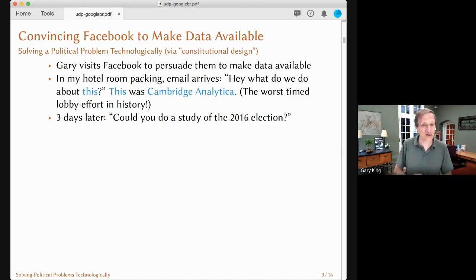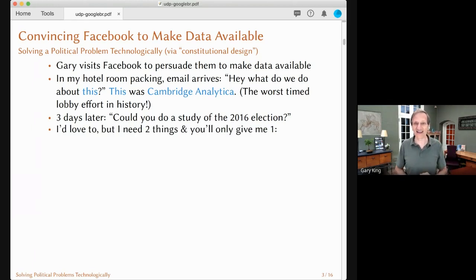And so I get a call 3 days later from Mark Zuckerberg, who said, hey, could you do a study of the 2016 election and tell everybody that we didn't change the outcome, or if we did change the outcome, tell us what to do, we'll do it right away, right? Because losing $100 billion sort of focuses the mind. And so I thought about it, and I said, oh, I'd love to do that study. I'd love to have access to the information to do that study, but I need two things, and you're really only going to give me one thing if you think about it, right?